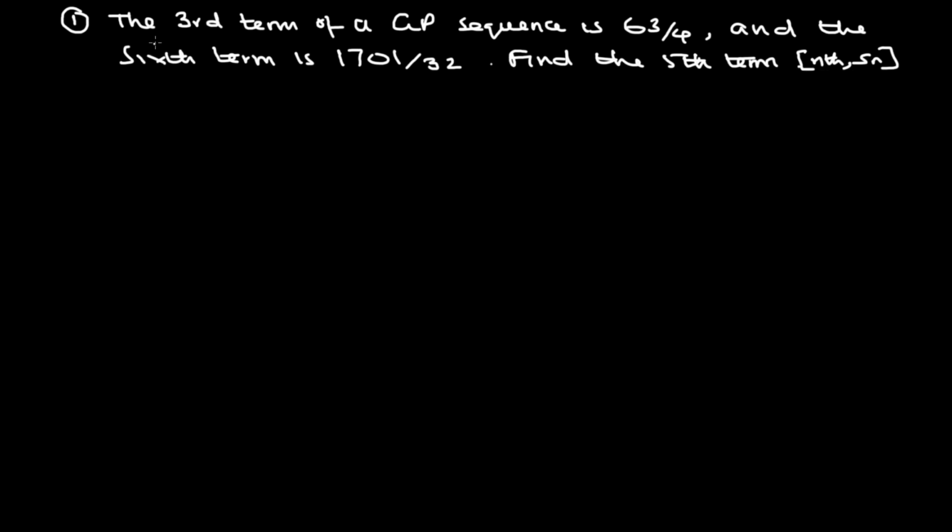Now here they've given us this question. They're saying the third term of a GP sequence is 63 over 4, and the 60th term is 1701 over 32. Find the fifth term. Okay, so now already here they've said find the fifth term, meaning that we're going to deal with this. So we know the formula to use, which is nth is going to be AR^(n-1), not the one for the sum. So we're going to use this one.